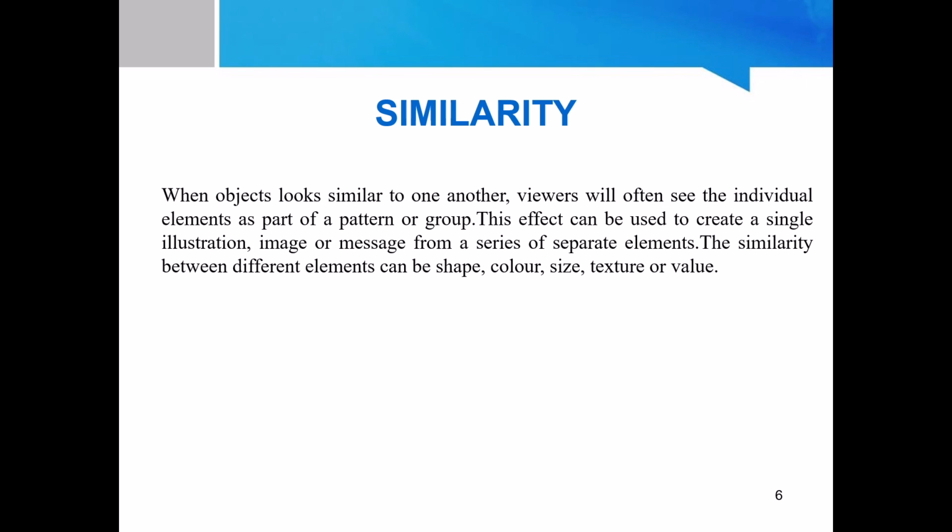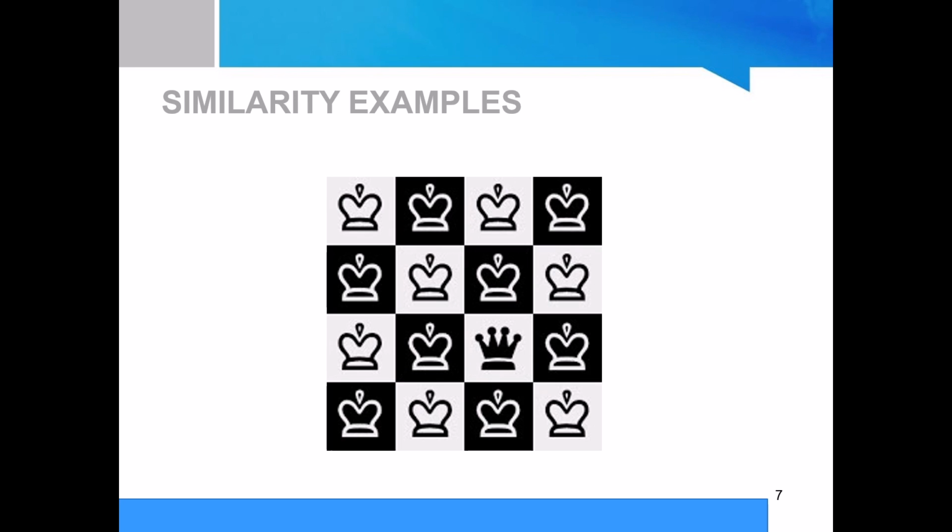Similarity is like as it says, similar. When objects look similar to one another, viewers will often see the individual elements as part of a pattern or group. This effect can be used to create a single illustration, image, or message from a series of separate elements. Similarity between these different elements can be shape, color, size, texture, or value. So this is the example for similarity. As we can see, similar types of designs.